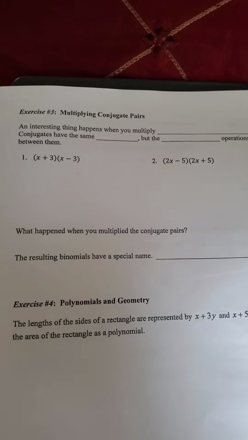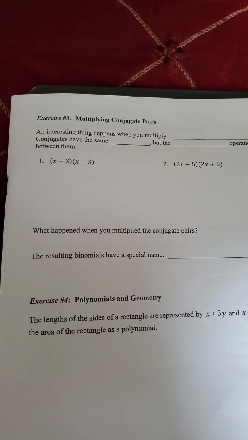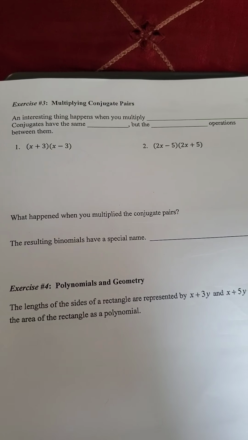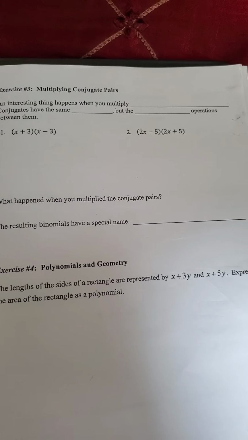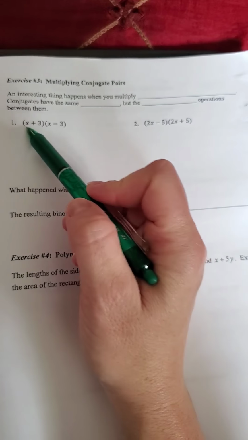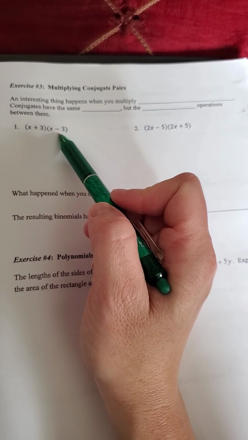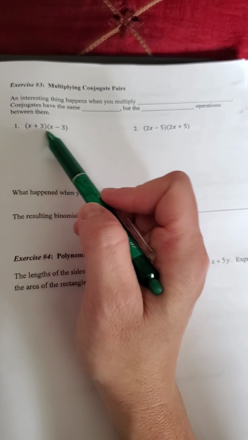So squaring binomials is one thing, and those are perfect square trinomials, but sometimes we have conjugate pairs. Conjugate pairs means that they have the same things inside, same numbers and variables, but they have different signs.